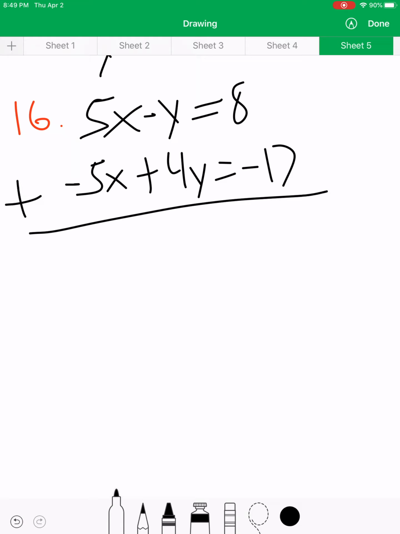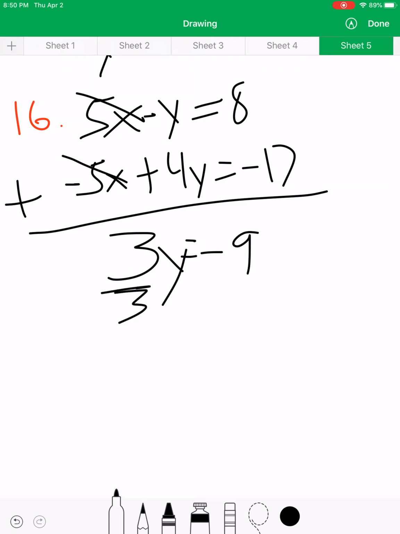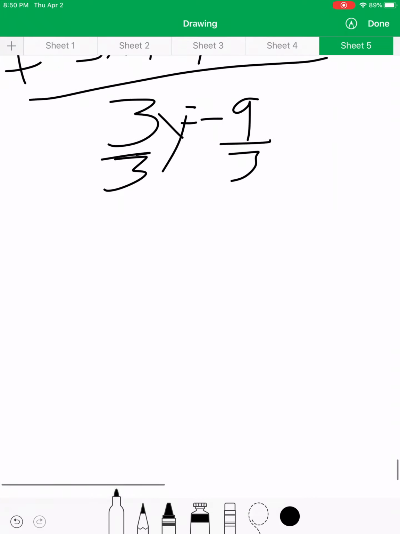So I'm adding these equations together. By doing so, these guys are eliminated, which leaves me with just one variable, which is what I want. I only want to solve for y. Negative y plus 4y gives me 3y. 8 plus negative 17 gives me negative 9. Oops, and I forgot my equal sign. Divide by 3, divide by 3. Negative 9 divided by 3, y equals negative 3. That's my solution for y.